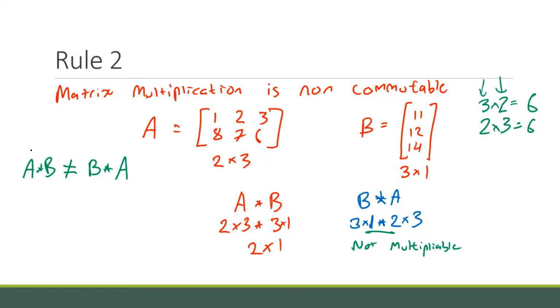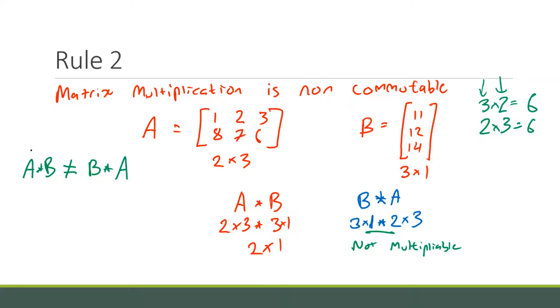Even if you could multiply A by B, it doesn't necessarily mean that they will be the same. A times B and B times A, you could still multiply them, but they may not be the same. The rule here is matrix multiplication is non-commutable. It is not always the same thing. It's actually very rarely that it is the same thing. So that's what the second rule is.